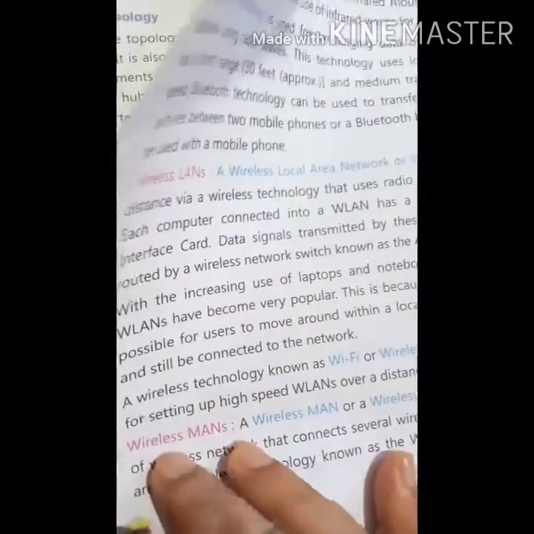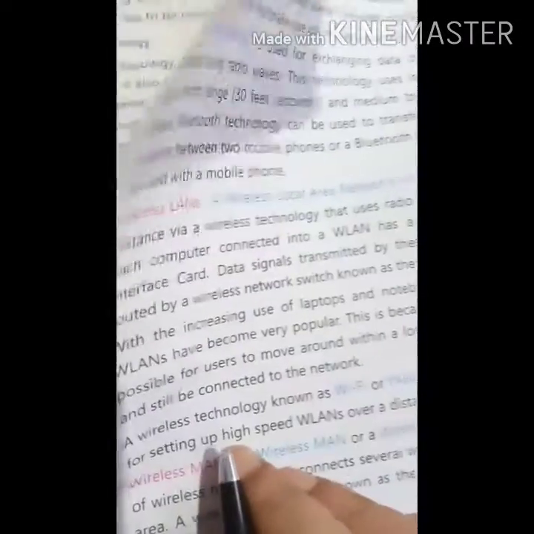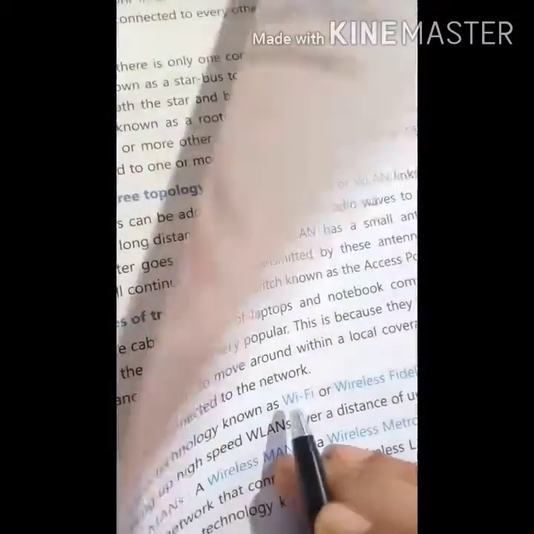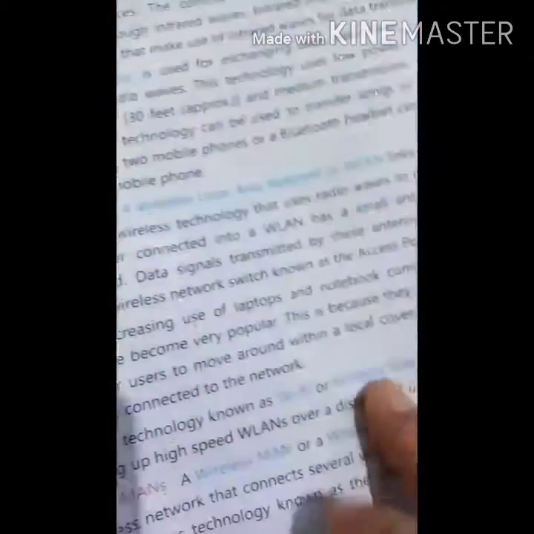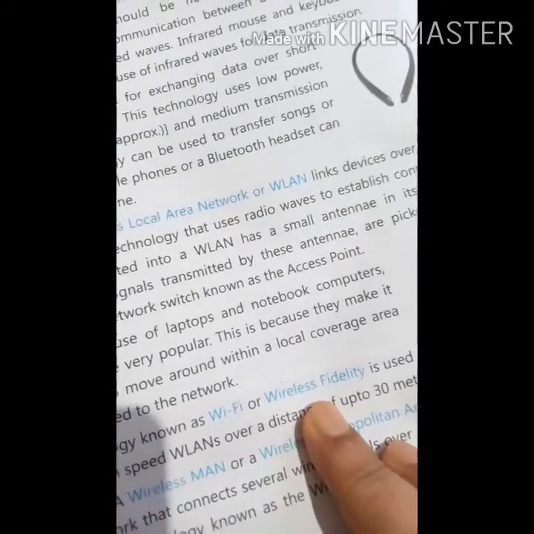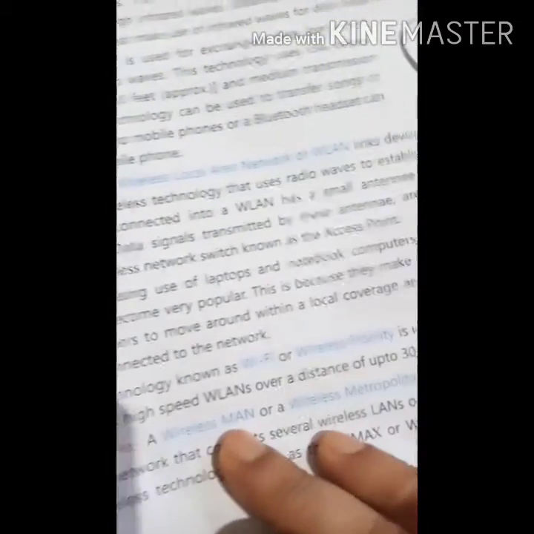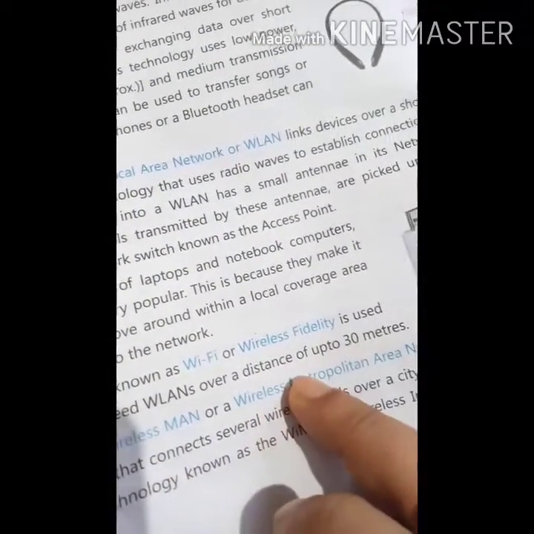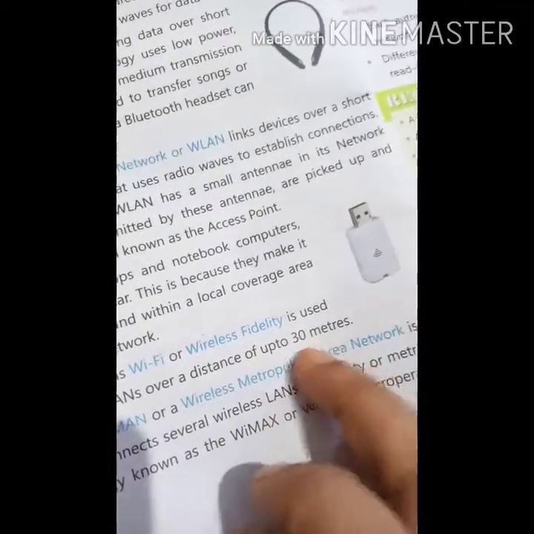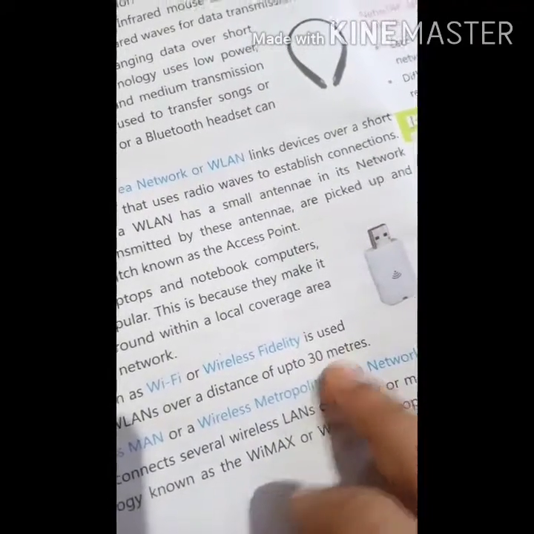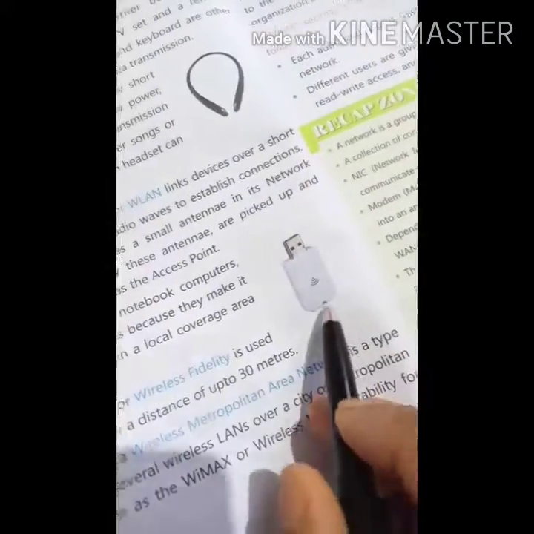things. Okay, wireless MAN. And in the WLAN we use Wi-Fi, wireless fidelity, which is used for setting up high-speed WLAN over a distance of 30 meters. So 30 meters is a large distance. So this LAN we establish as WLAN, and this is wireless technology, and we use this device to connect.